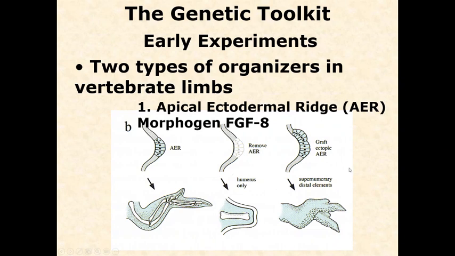Okay, so understand the role of the AER. Again, I don't care that you remember the name, but it sends out a signal to pattern the proximal to distal axis of the developing vertebrate limb. And then you should be able to know what happens if we remove it or if we have an extra version.